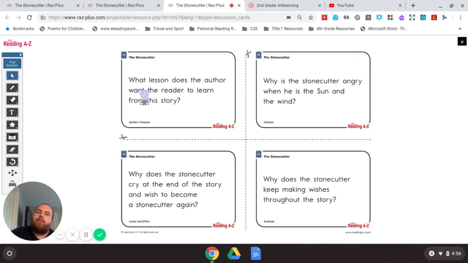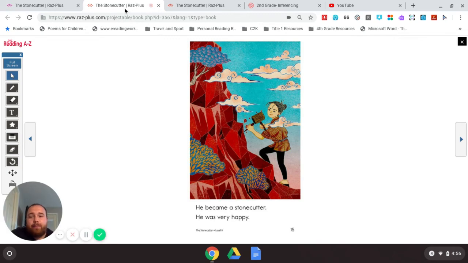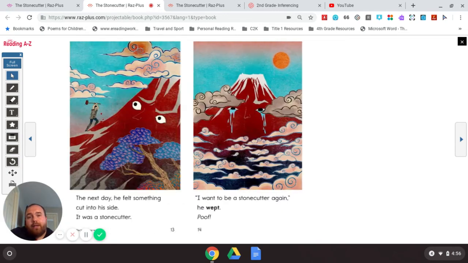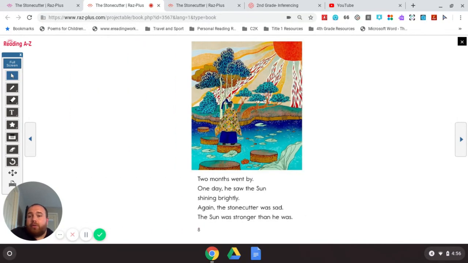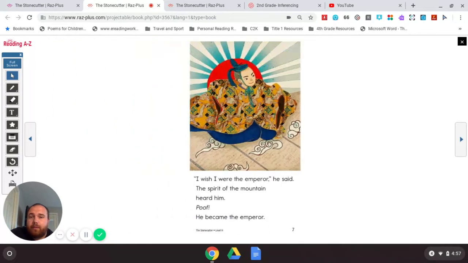What lesson does the author want the reader to learn from the story? At any point in the story, guys, does the author say, here is the lesson? No. In my opinion, I think the lesson is that you should be happy with what you have. You should find the positive in what you have. Because even though you might think being an emperor is really, really great, right? It's still not, in the emperor's opinion, as great as being the sun. So that's something he longs for.